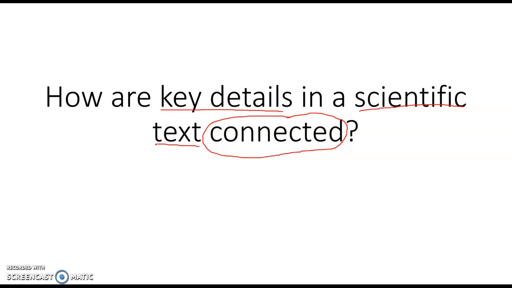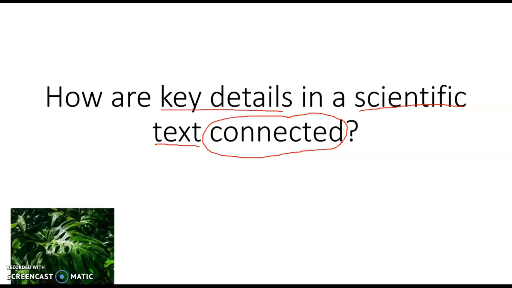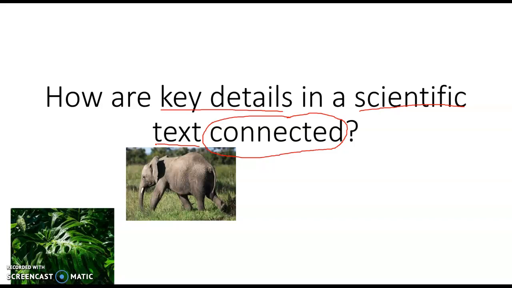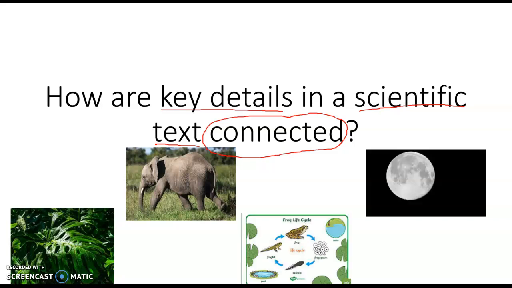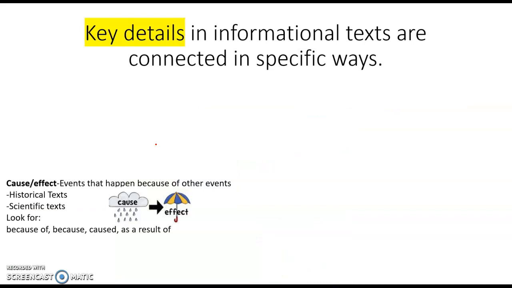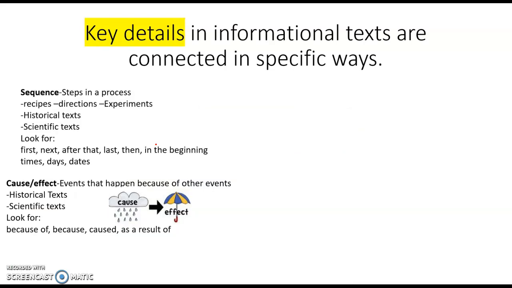And scientific texts give us information about a scientific topic. So maybe we're talking about plants or animals. We might be talking about life cycles or outer space. There's lots of different topics when it comes to science. So you remember, key details in informational texts are connected in specific ways. So we're looking at those connections.